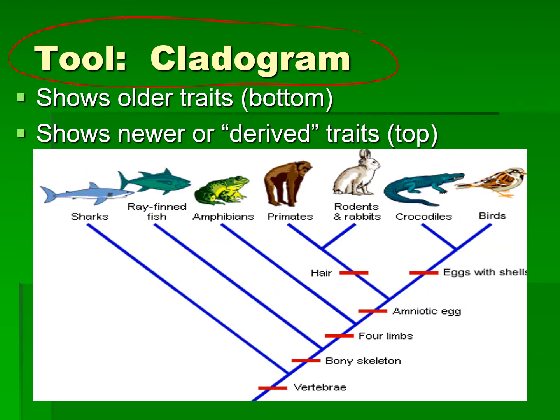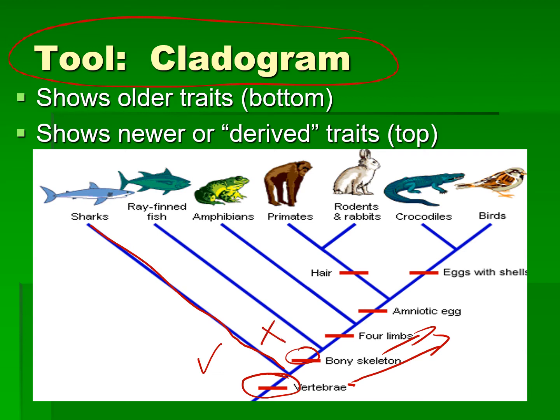Another tool we use is a cladogram, which is very similar. Basically, everything above this little dash has a vertebra. Everything above this has a bony skeleton, which means that this branch that comes off in between them does have a vertebra, but it does not have a bony skeleton.